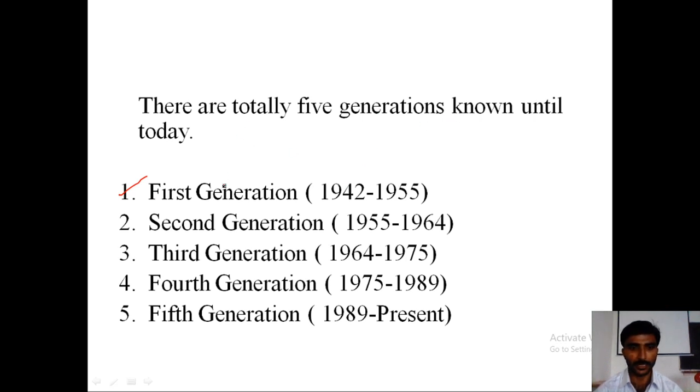The first generation period is 1942 to 1955. Between those years, people used the first generation computers. And the second generation computers were used from 1955 to 1964.